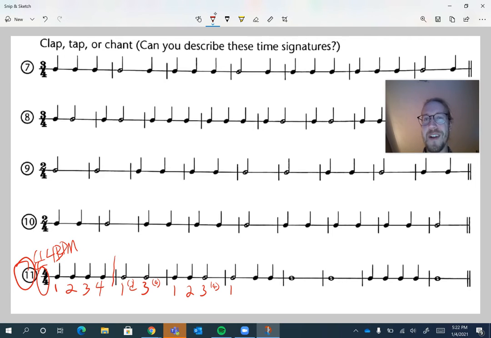I joke sometimes with friends of mine who are nurses and engineers that I'm never good at math, but I'm really, really, really good at counting to 4. In music, that's really how it goes. It's 1, 2, 3, 4, 1, 2. And that 1 is that strong beat at the start of each measure.